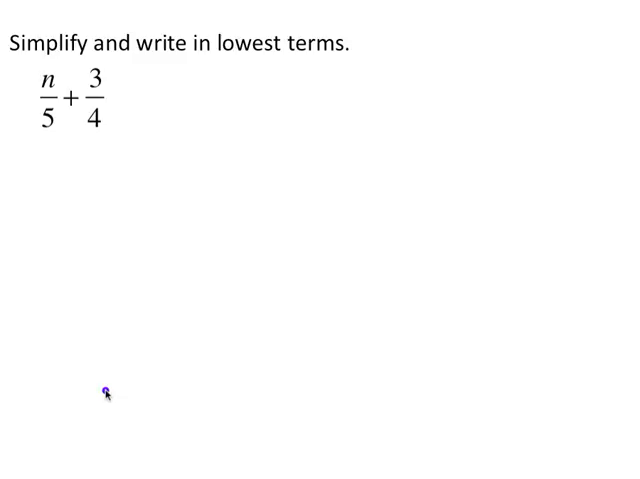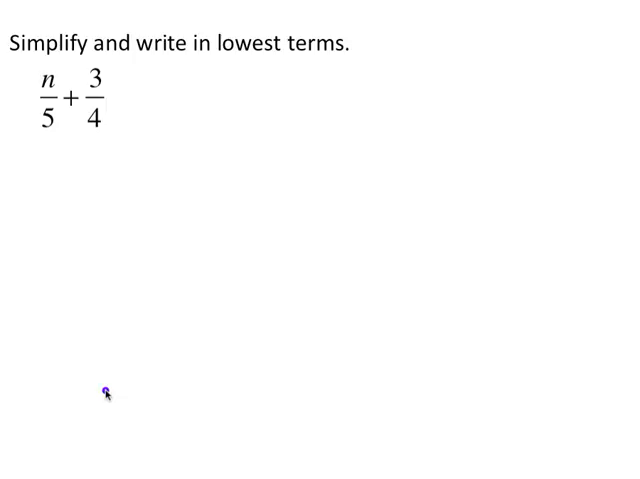We need to simplify and write in lowest terms. This is 2 fractions: n over 5 plus 3 over 4. So our fraction has a variable in it. That's okay. The steps are still exactly the same as what we did before. Our answer might look a little bit different, but we're going to do the same steps.